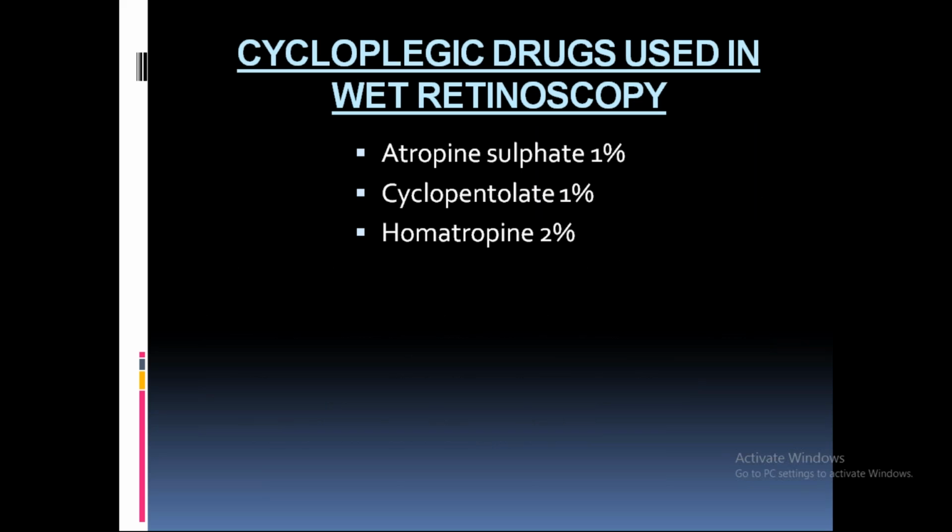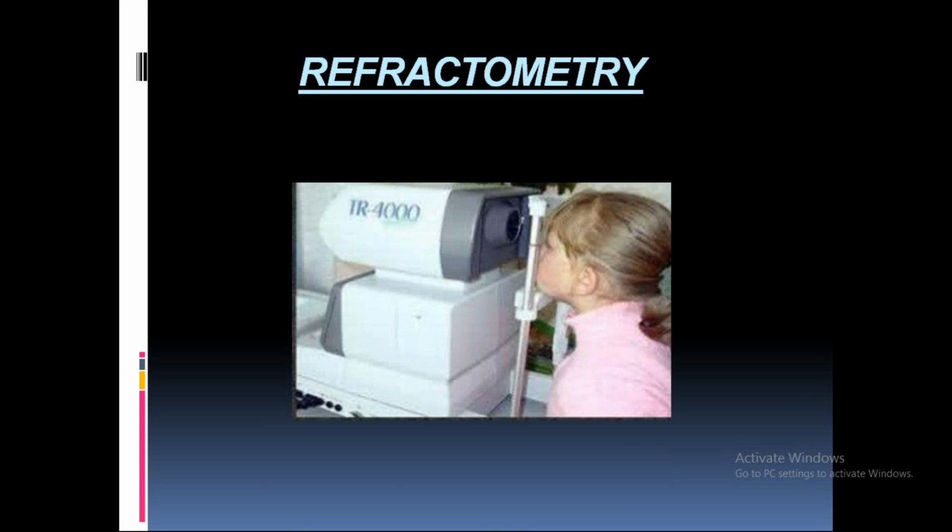What are the cycloplegic drugs used in wet retinoscopy? You usually use atropine sulfate 1%, cyclopentolate 1%, and homatropine 2%. These are the cycloplegic drugs used in retinoscopy.